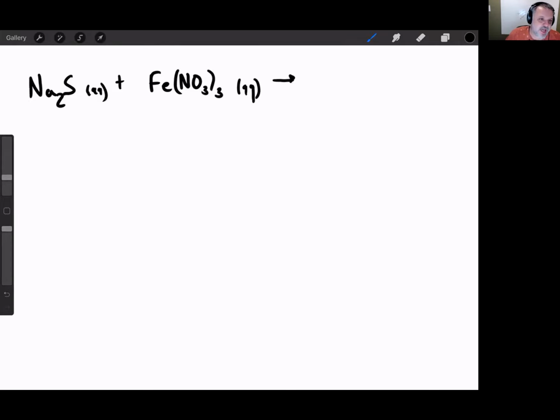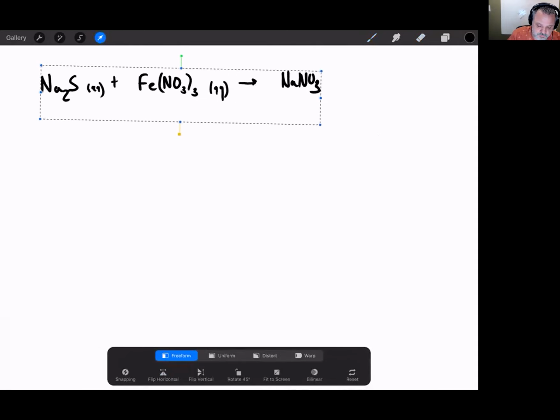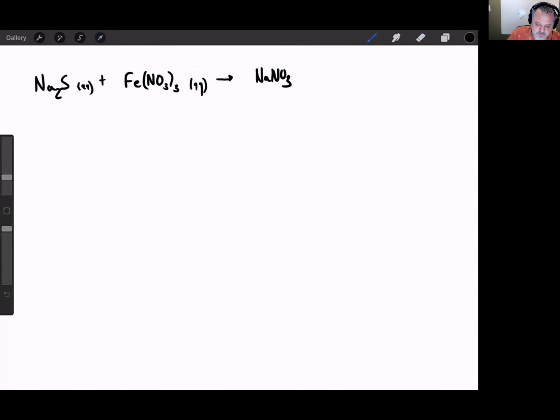So now we have to combine creating formulas and applying solubility rules. We have to do all of this before we balance the equation. So let's take a look. I'm going to have sodium ion get together with nitrate ion, and so that forms sodium nitrate. Is that soluble or insoluble? Well, sodium and nitrate are always soluble, so it's aqueous.